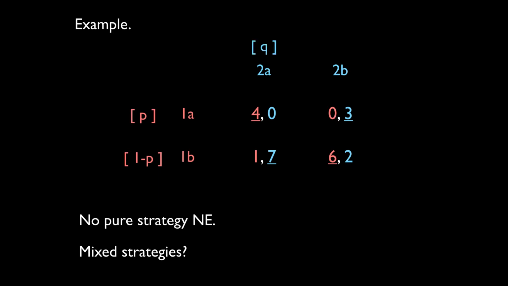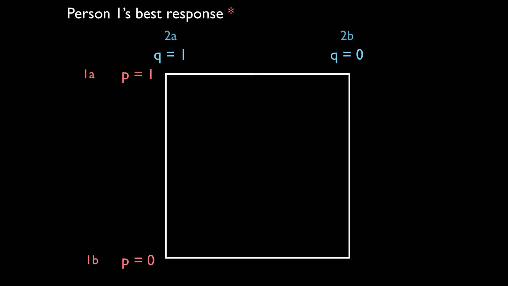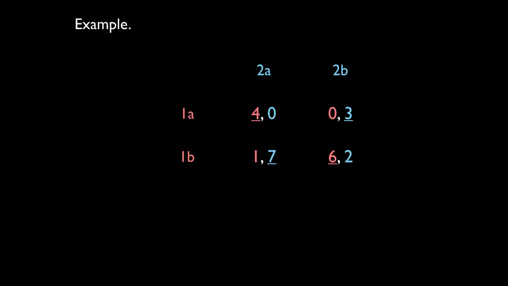I'm going to put my q and 1 minus q up there. Player 2 plays A with probability q, and B with probability 1 minus q. We're going to try to figure out which p and q correspond to a mixed strategy Nash equilibrium. Let me write down the beginning.